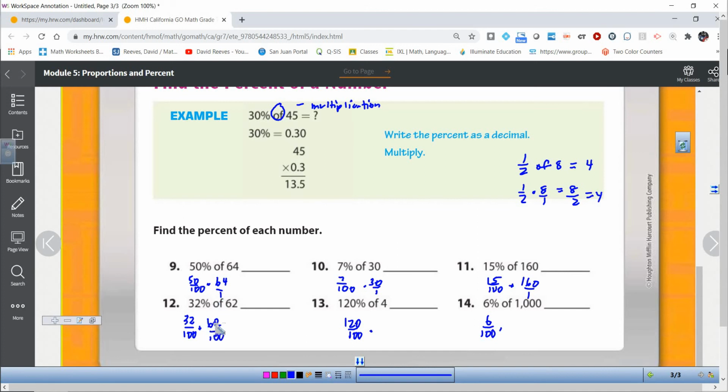That would be if it were 62%, but it's not 62%, it is simply 62. Let's try this again. This should be 32 over 100 times, sorry about that, 62 over 1, 4 over 1, and 1,000 over 1. All right, so this is what we would end up with if we were going to multiply them as fractions.